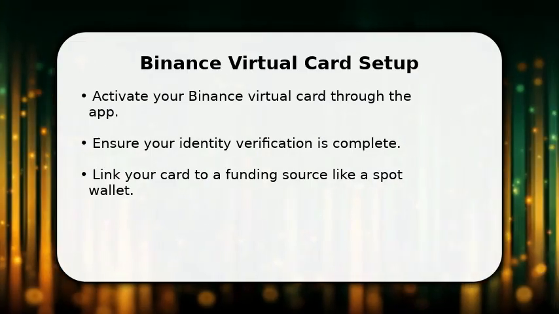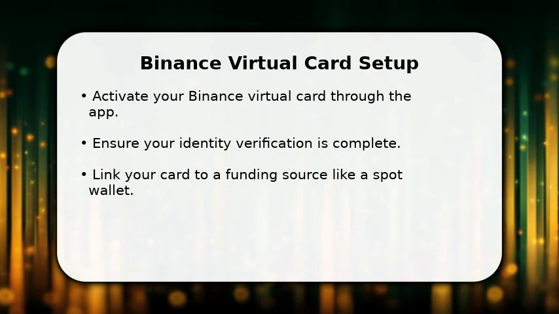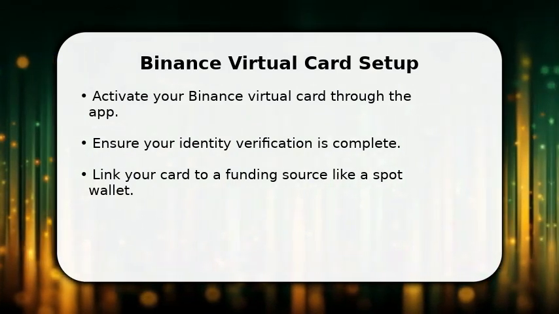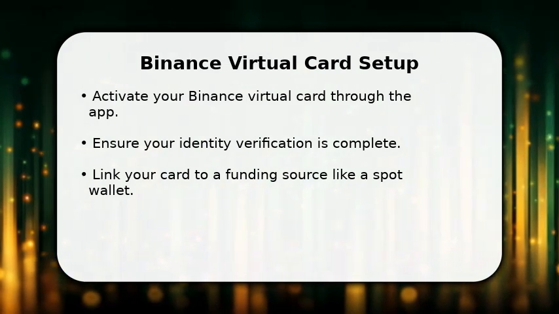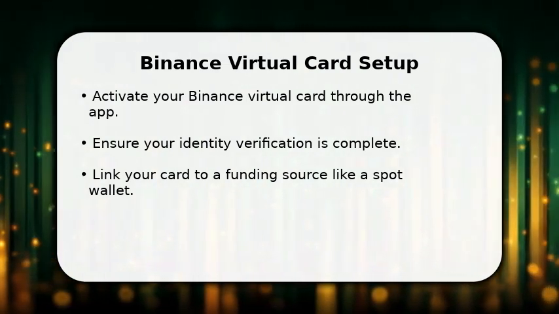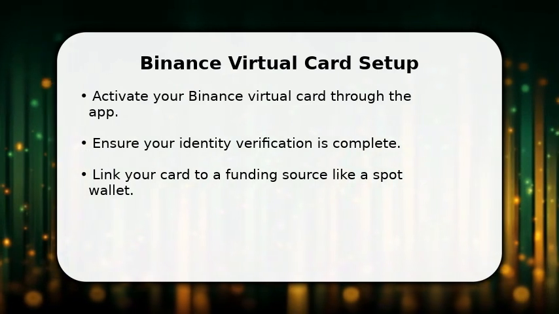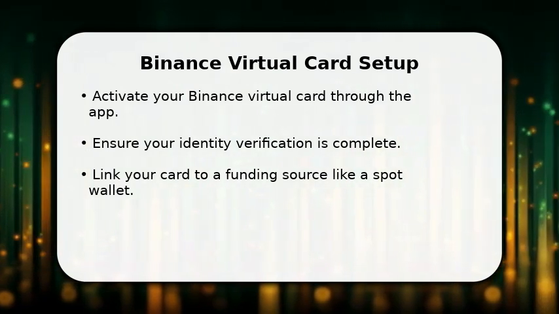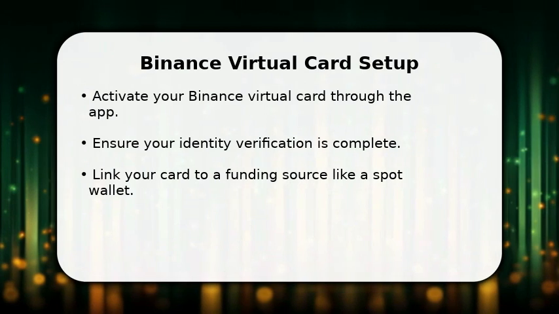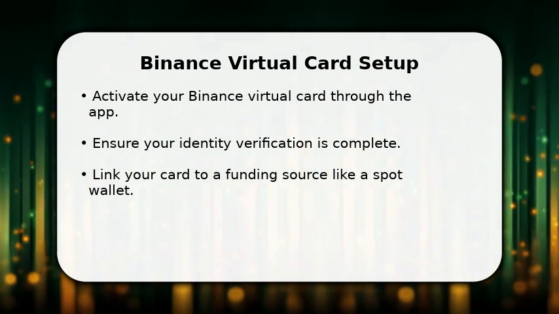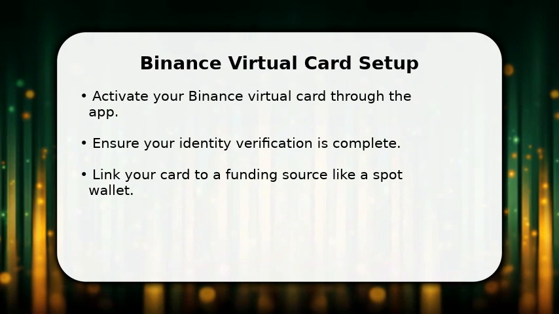In this video, I will explain how to use the Binance virtual card. First, open your Binance app and navigate to the card section. You will need to complete identity verification if you haven't already. Once verified, activate your virtual card and link it to your preferred funding source, typically your spot wallet. This setup process is quick and ensures your card is ready for use.